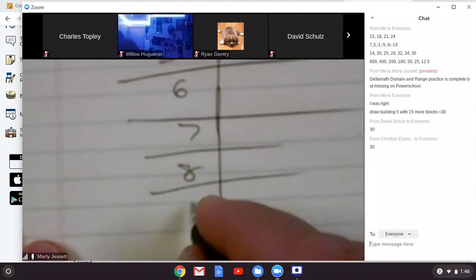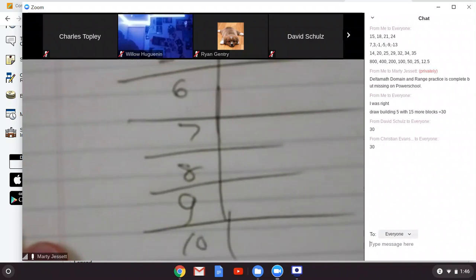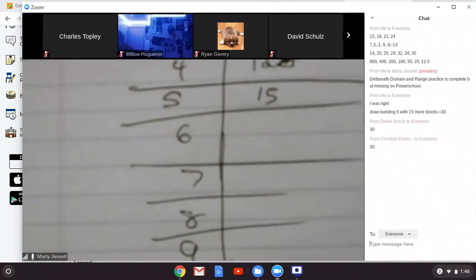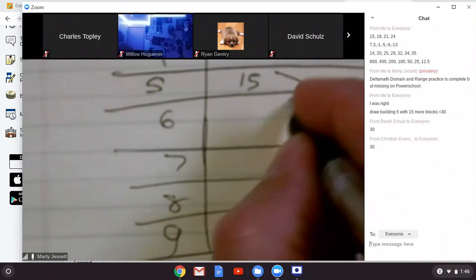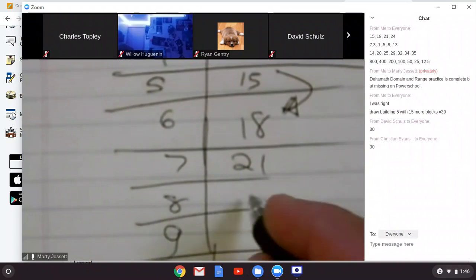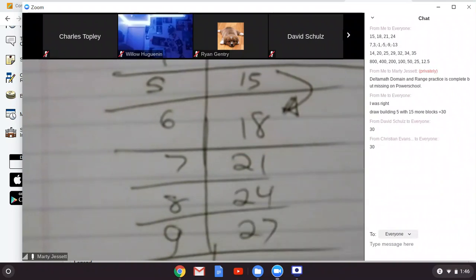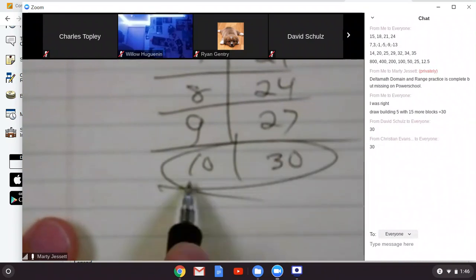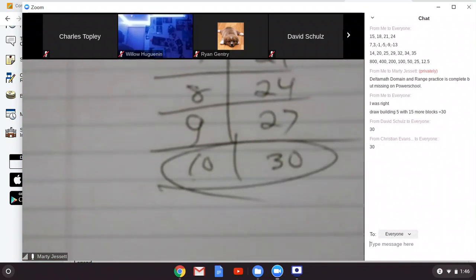I already have 1 through 5, and now I'm going to add 6, 7, 8, 9, 10 and extend the pattern. So if I add 3 to 15, I get to 18. If I add 3 to 18, I get to 21, and then 24, and then 27. And so building 10, when I extend that pattern, building number 10 has 30 tiles.